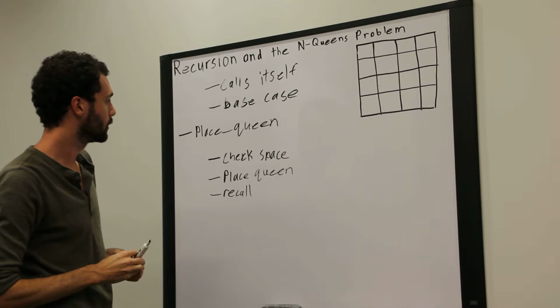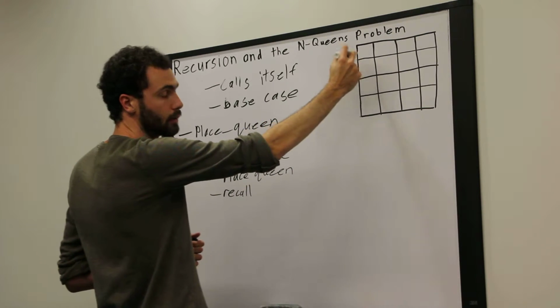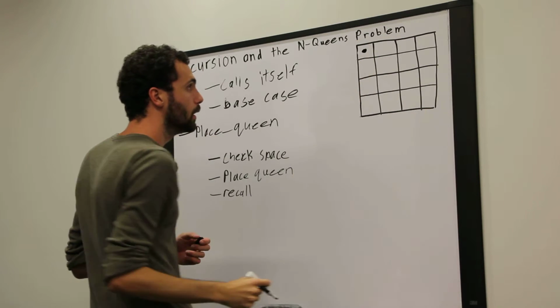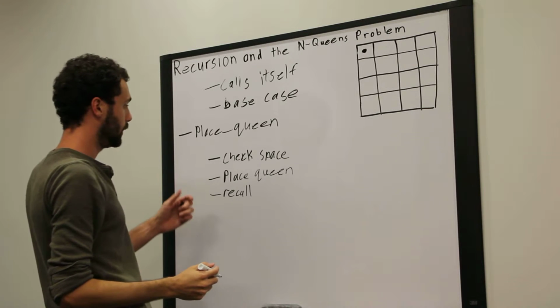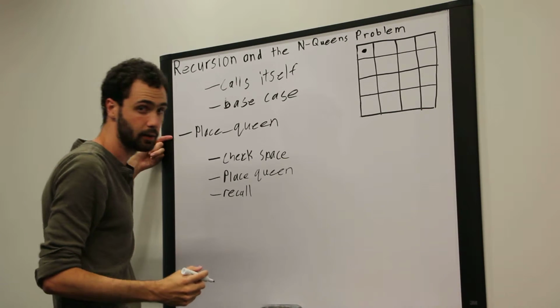So if we run through this program right now, let's check our first space. Okay, obviously available. Place it there. And then place the queen, call the function again. Let's place our second queen.